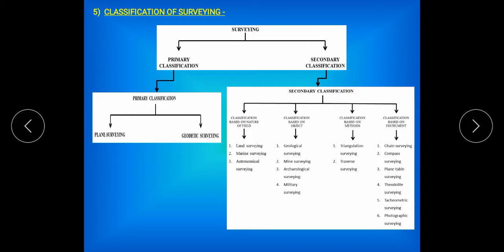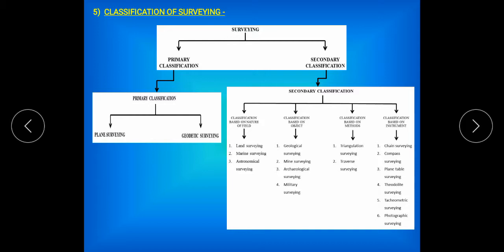In today's lecture, we continue our first topic. In the previous lecture, we studied the four contents of the first topic, overview and classification of survey. In today's lecture, we continue our first topic. The next content, the fifth content of the first topic, is the classification of surveying.